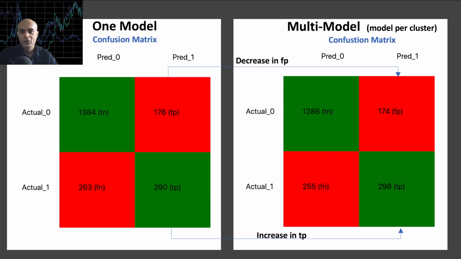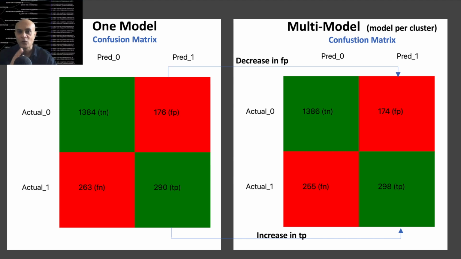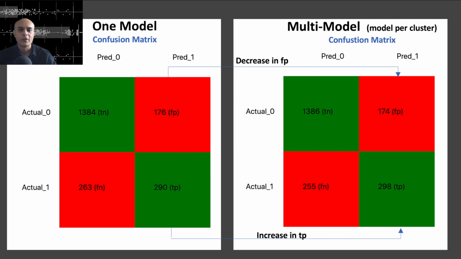So what you see on the screen is a confusion matrix for one model approach as well as a confusion matrix for multi-model approach. So in the multi-model approach, there is one machine learning model for each of the clusters. Now with the multi-model approach, we see that there is an increase in true positives as well as there is a reduction in false positives, which is giving an overall better result.